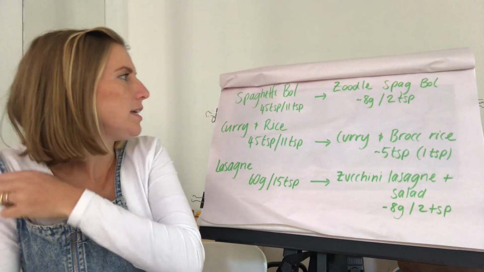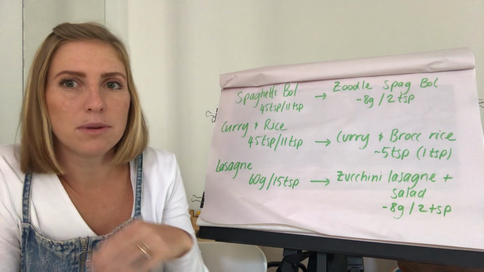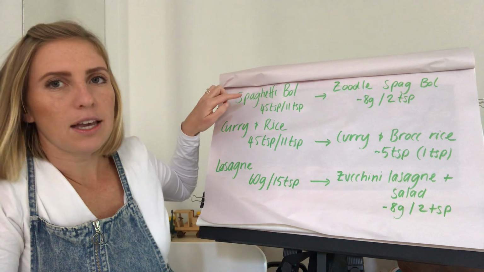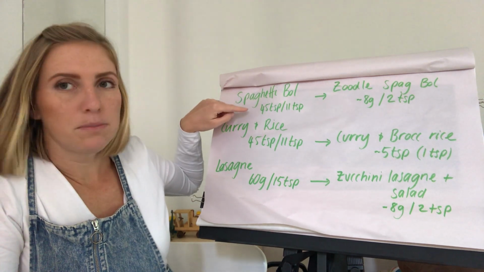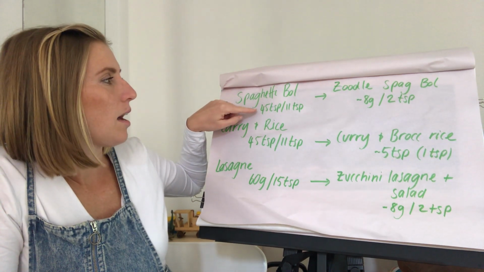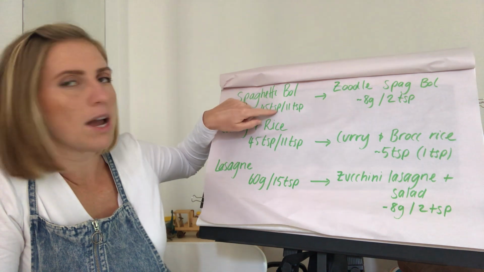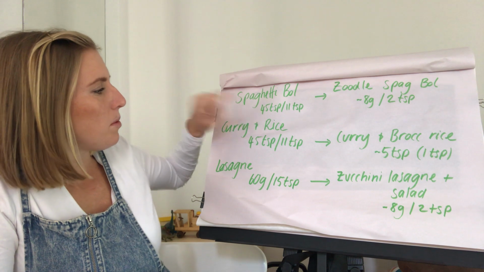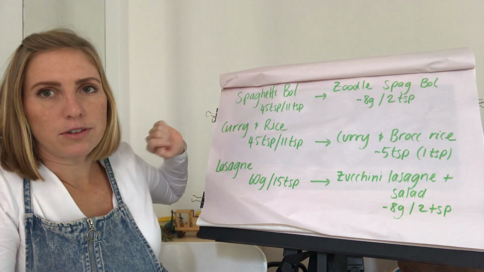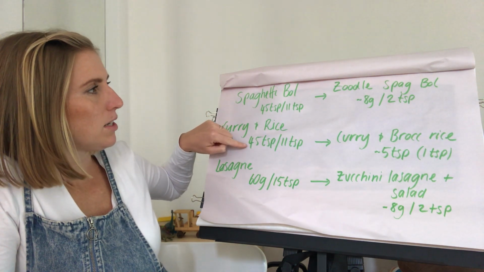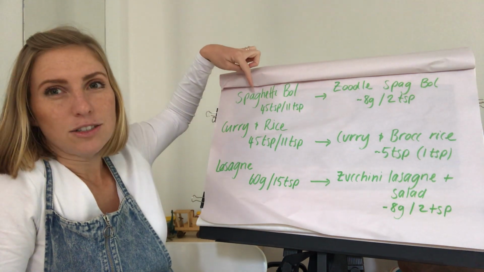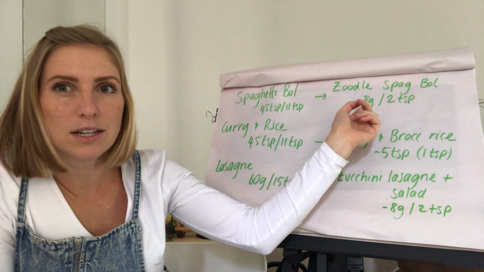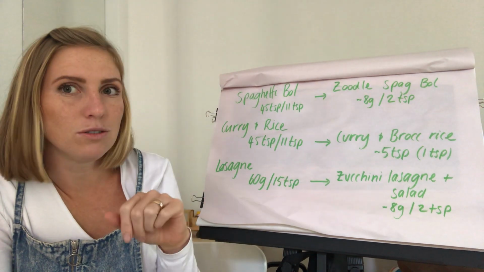These are just some quick, easy dinner options, and these are quite common options. So, for example, spaghetti bolognese. So 1 cup of spaghetti is about 45 grams of carbohydrate. 1 cup of rice cooked is about 45 grams of carbohydrate. And so just changing the spaghetti over to zoodles, you can see it immediately drops down to about 8 grams, which is about 2 teaspoons.